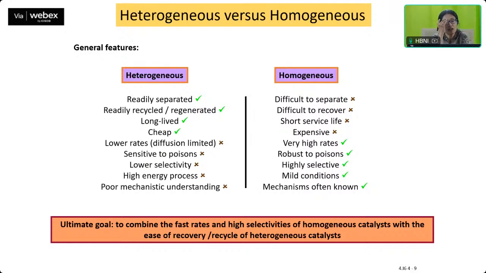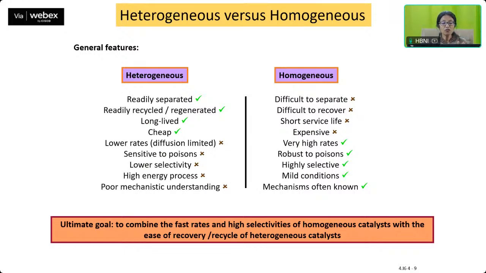But there are many drawbacks of heterogeneous catalysis also. One is the lower rates, which are diffusion limited. Then you generally have a high energy process. You have poor mechanistic understanding. You have lower selectivity. Whereas in the case of homogeneous catalysis, the disadvantages are that it is very difficult to separate, it is difficult to recover, it has a very short service life, and it's also sometimes pretty expensive.